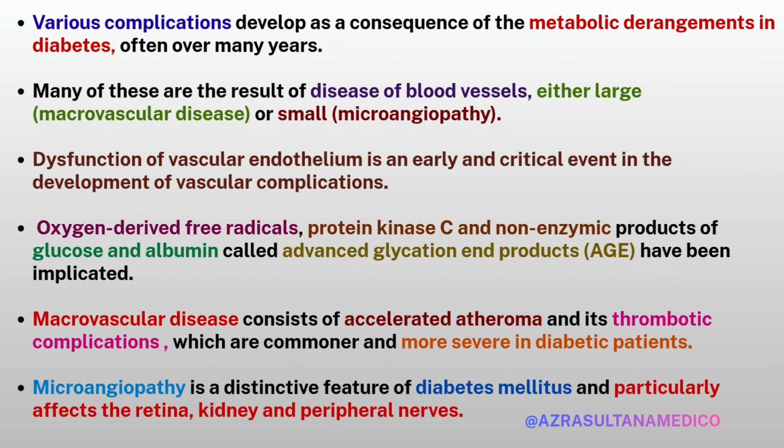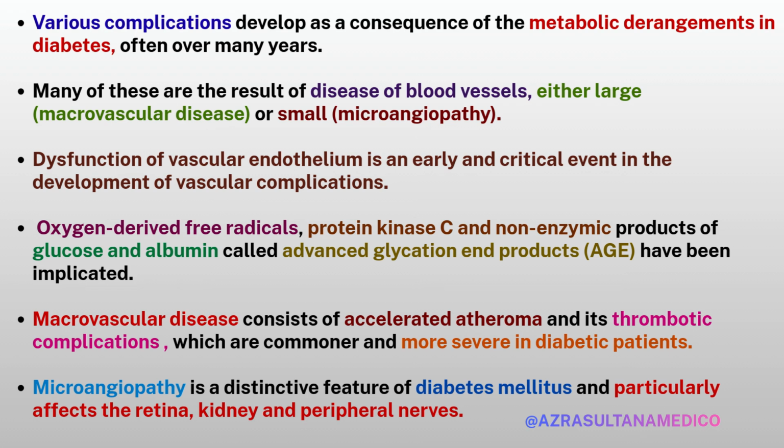Over time, diabetes leads to a wide range of complications due to long-standing metabolic disturbances. Many of these complications are related to damage of blood vessels. This damage can affect large blood vessels, known as macrovascular disease, or small blood vessels, referred to as microangiopathy. One of the earliest and most important events in the development of these complications is dysfunction of the vascular endothelium. The endothelium is the inner lining of blood vessels, and when it becomes damaged, it sets the stage for further vascular injury.